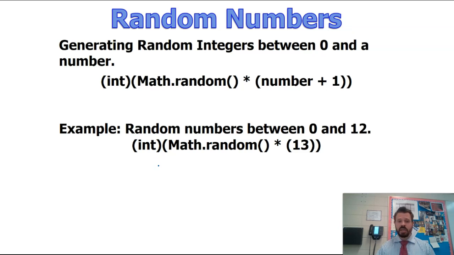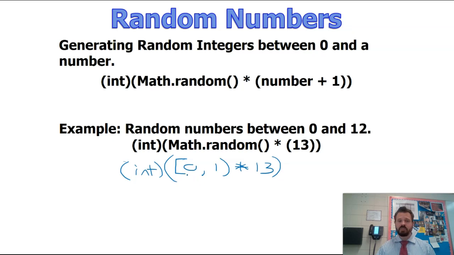Okay, one way I like to think about this is using interval notation from pre-calc. Math.random, again, gives us something from 0 to 1. And then we're multiplying that by 13, and casting as an int.